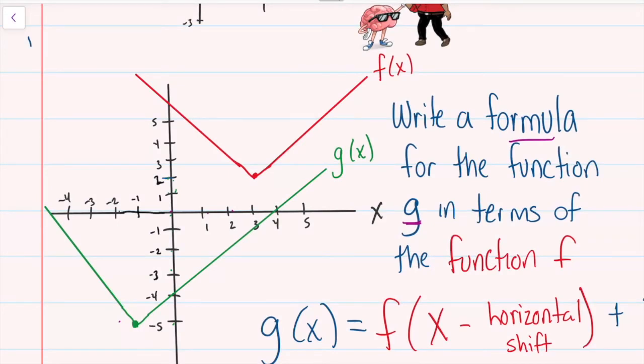Guys, so in this problem, we have two functions. We have f of x and we have g of x, which is down here in green. The question for you guys is, I want to write a formula for the function g in terms of the function f. Now that sounds very confusing, right?